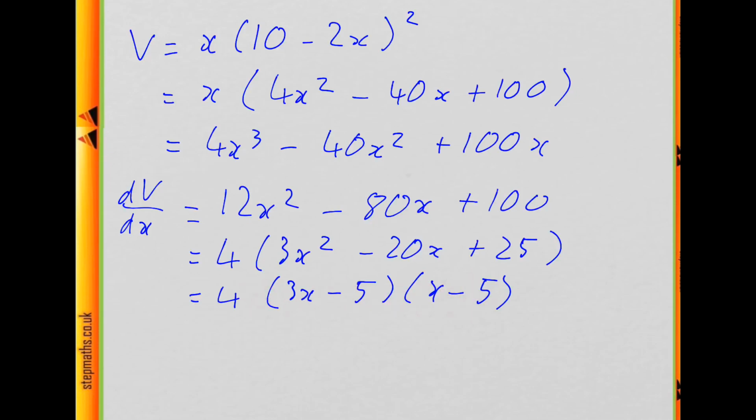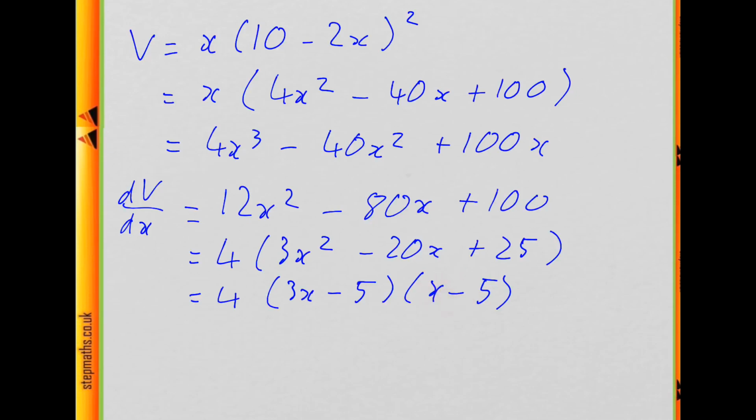And that means, well, we want this to be 0 for a turning point, so that means we're getting a turning point when one of these brackets is 0. So either x equals 5 or x equals 5/3. So which of those is the maximum? We could differentiate a second time, but that's going to take too long. We can do this just by looking at it. What happens if x is equal to 5?